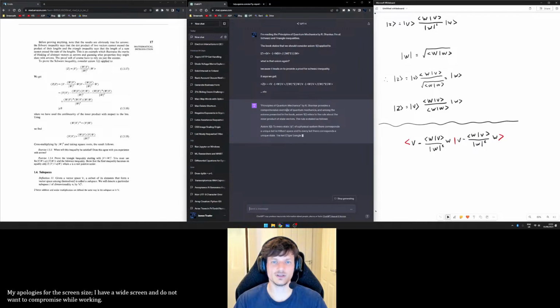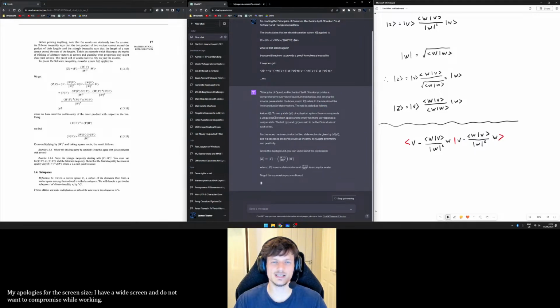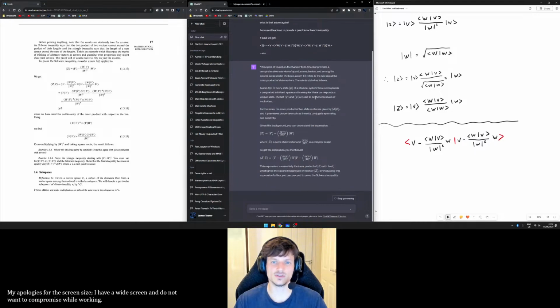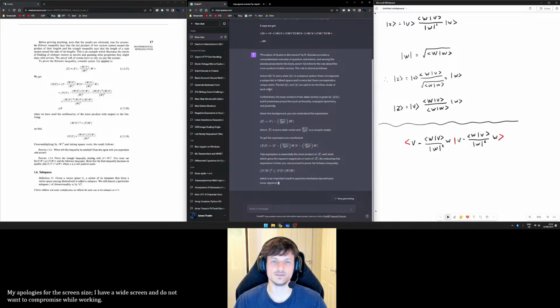So, provides a comprehensive overview of quantum mechanics, and among the axioms presented in the book, axiom 1I refers to the rule about the inner product of state vectors. The rule is stated as follows. Axiom 1I, to every state of a physical system, there corresponds a unique ket in Hilbert space, and to every ket there corresponds a unique state. The ket and bra are said to be the Dirac duals of each other. Furthermore, the inner product of two state vectors is given by this, and it possesses properties such as linearity, conjugate symmetry, and positivity.